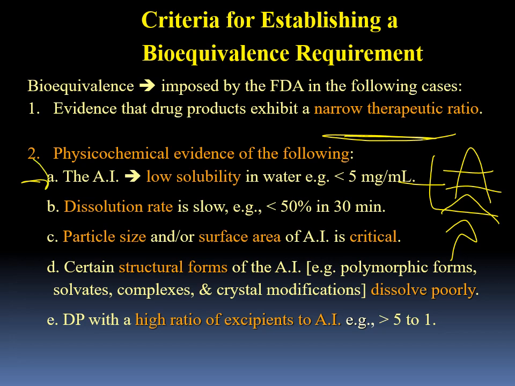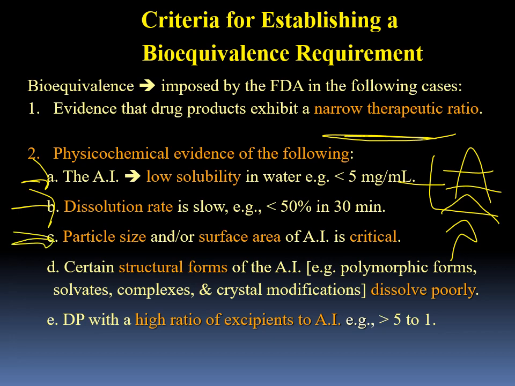So we have to make sure that the drug dissolve from the generic with the same extent from the brand, and also the solution rate. If the drug is having very slow dissolution rate, less than 50% within 30 minutes, so we have to make sure also that the excipient present in the generic will not affect the drug dissolution.